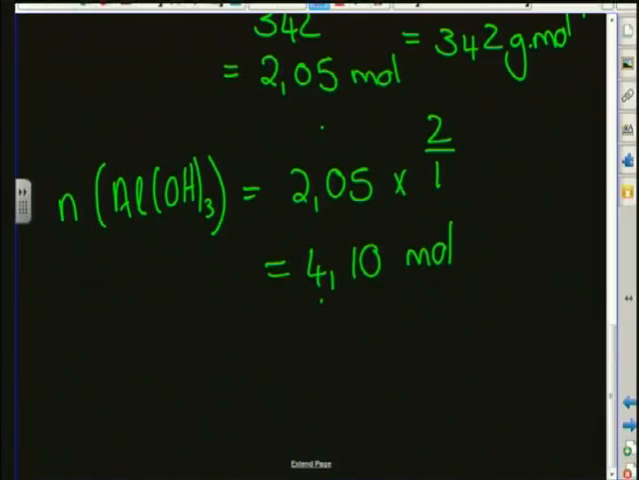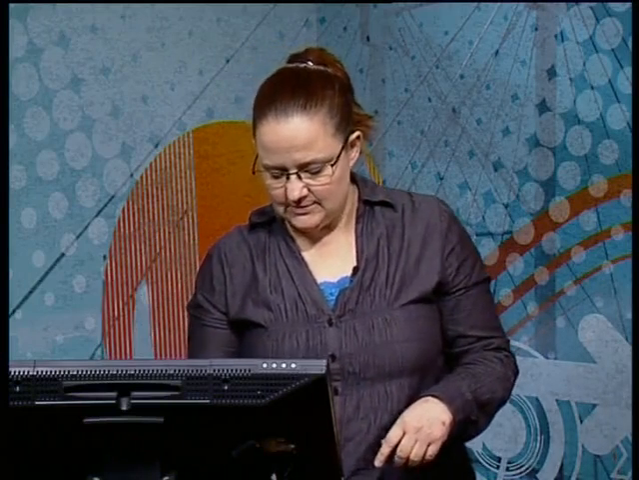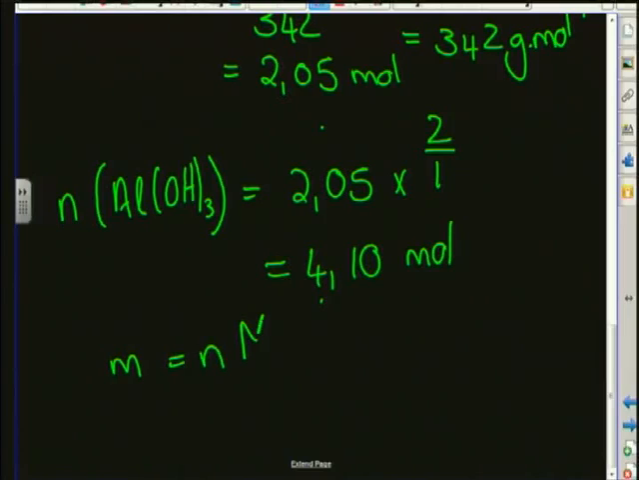Still not done. Question was, what mass would I get? So remember, mass equals number of moles times molar mass.